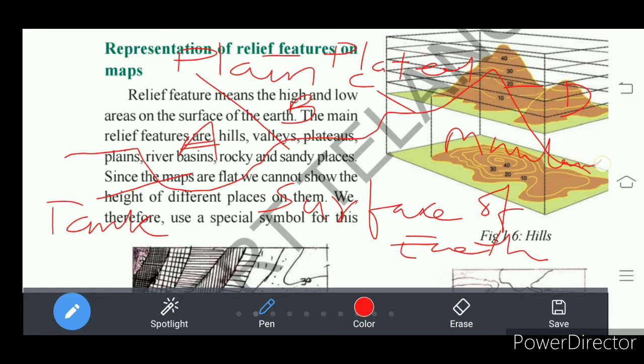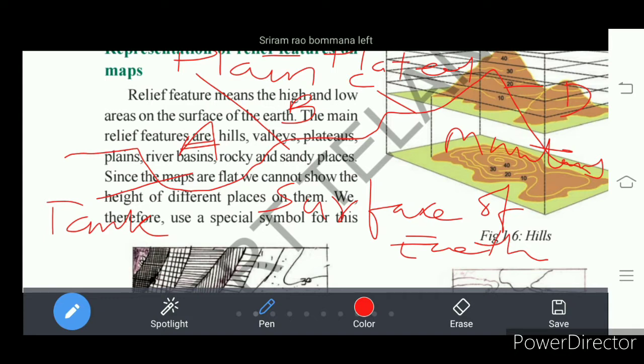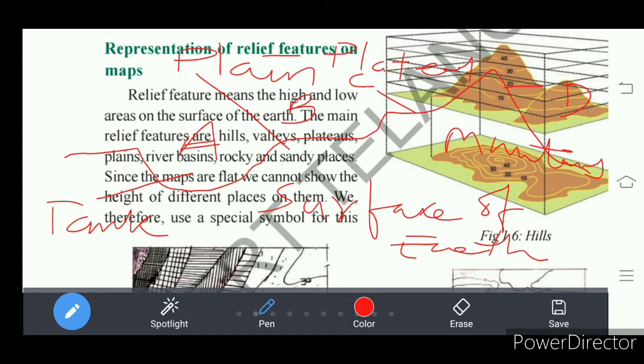So how is the surface of the earth here? It is not a flat surface. We find low areas and high areas on the earth surface, and that is what we call a relief feature. Relief features. We want to show all these relief features of the earth on a map.